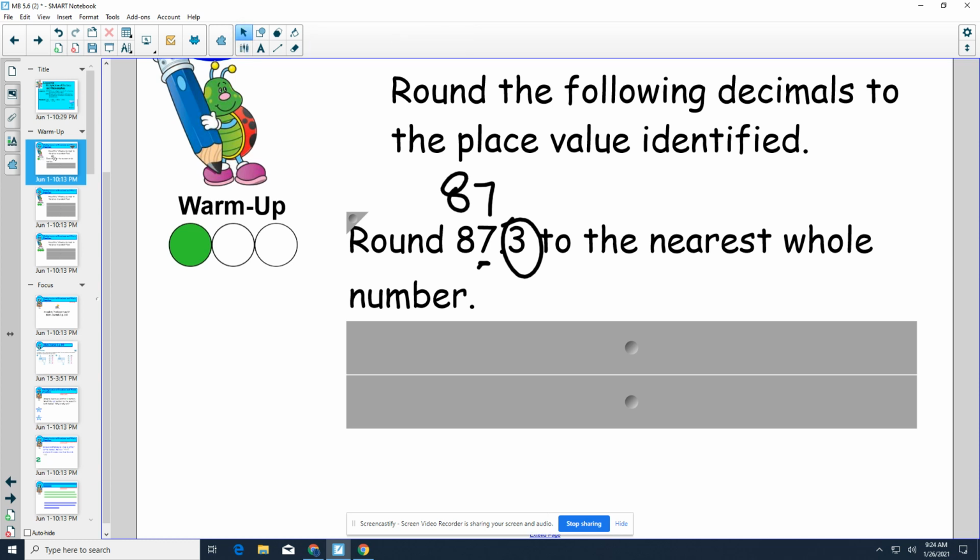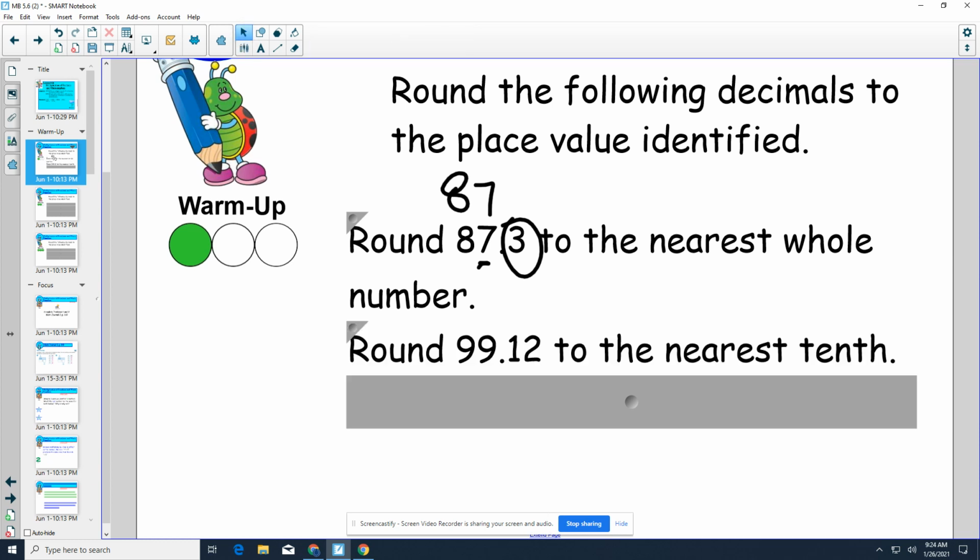Okay, let's look at the next one. Round 99 12/100 to the nearest tenth. I know I'm working with the tenths place here, so I should underline it. I look at the hundredths, it's a 2. I can also look at this and say it's between 99 and 100. In this case, it's 99 and 1/10 because the 2 tells me to round down, so the 2 becomes a 0 or just drops off.